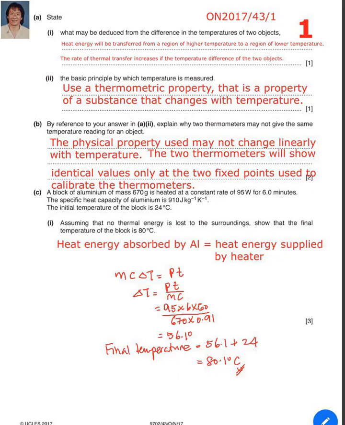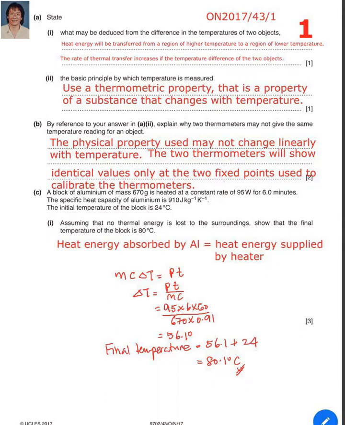In part A, we have to state what can be deduced from the difference in temperature of two objects. It is important to know the temperature difference between two objects because we know that heat energy will be transferred from a region of higher temperature to a region of lower temperature.